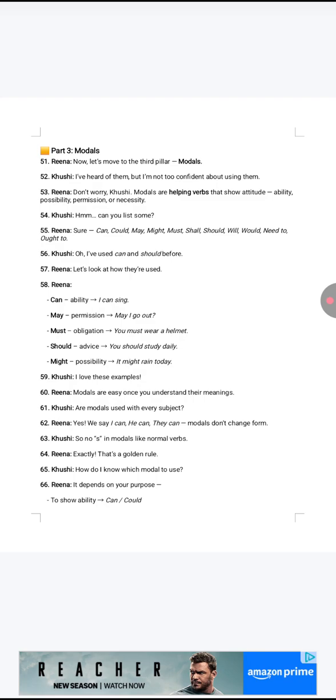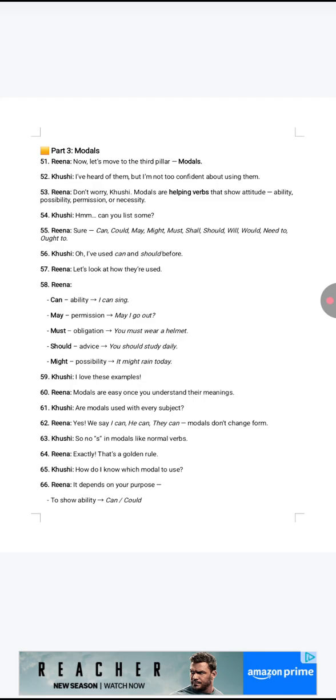Next we have might. Might we basically use to tell about the possibility. It might rain today. I love these examples. Modals are easy once you understand their meanings.